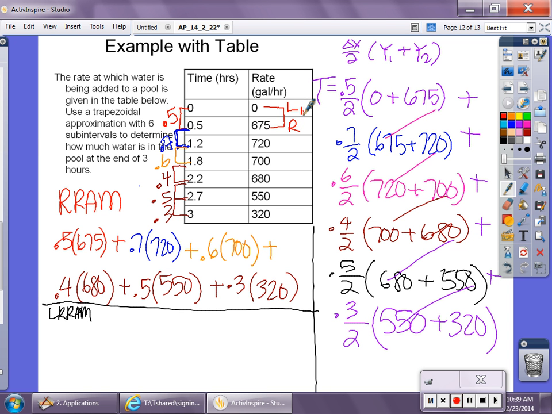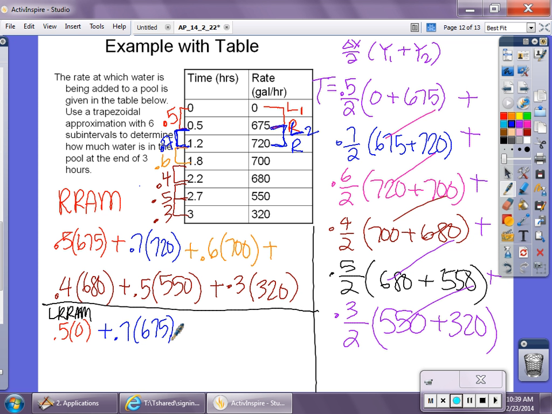So the very first rectangle would be 0.5 times 0. The second rectangle in blue, because it's going between these values, this would be the left side, and this would be the right side, so this is L2, 675. 0.7 times 675.